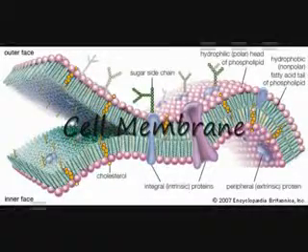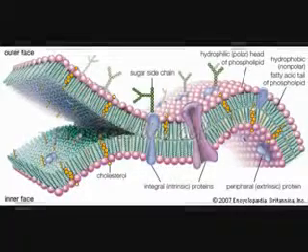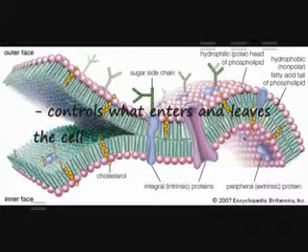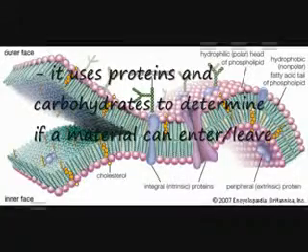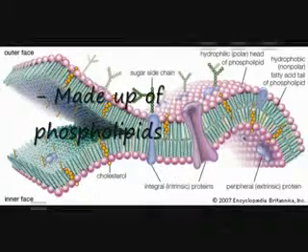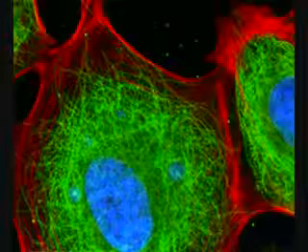The cell membrane is the outermost layer of the cell, and its purpose is to provide the cell with protection and control what enters and leaves the cell, using proteins and carbohydrates to determine if a particle can enter or leave. The cell membrane is made up of phospholipids whose tails avoid water, thus making them form the way they do in two rows, tails facing in, forming the membrane.